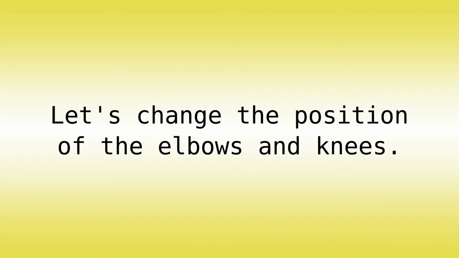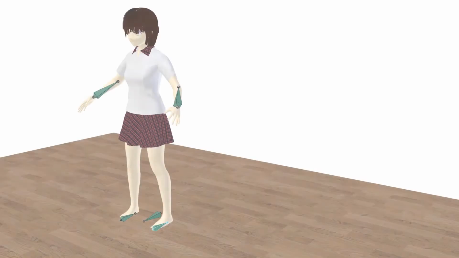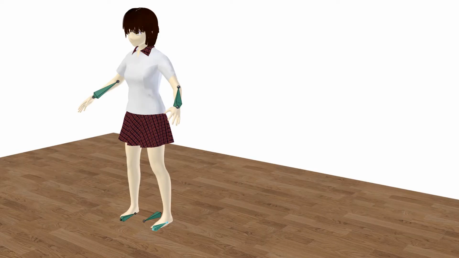Let's change the position of elbows and knees. I'll be explaining with the user interface of version 2.3. Here I have the model. The elbow and knee direction control in the Pastel Action IK is very different to that in the regular IK.